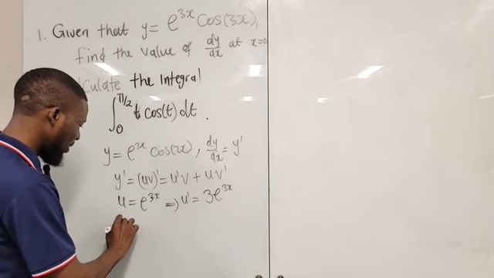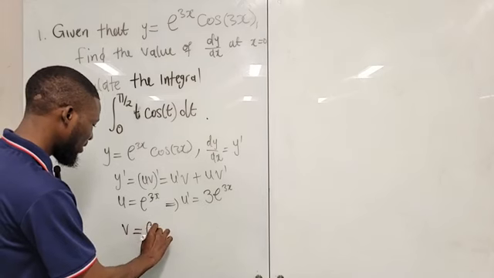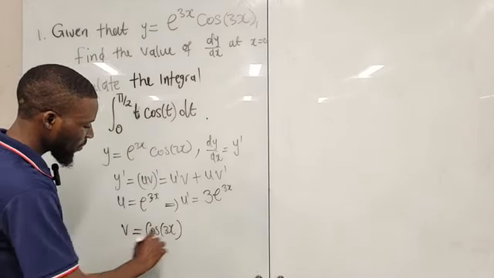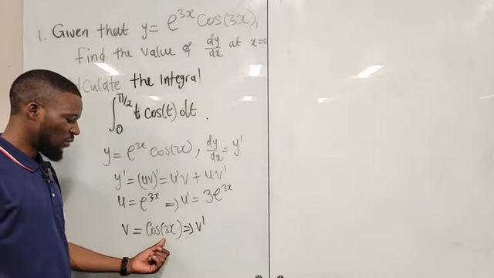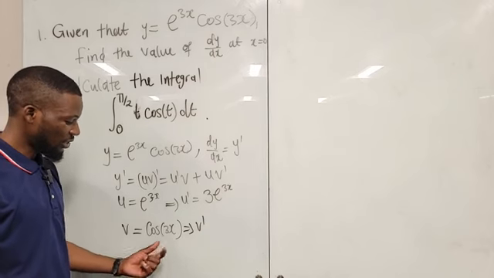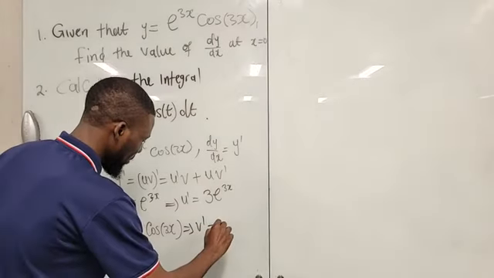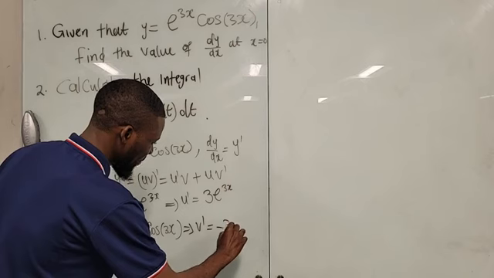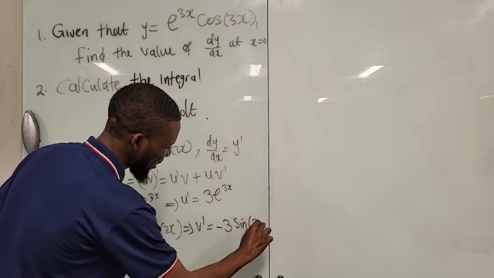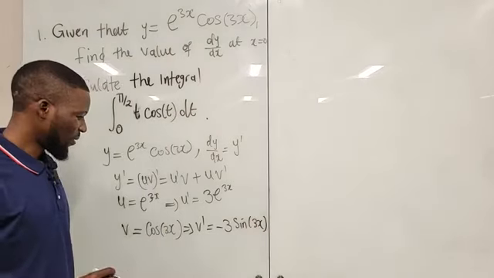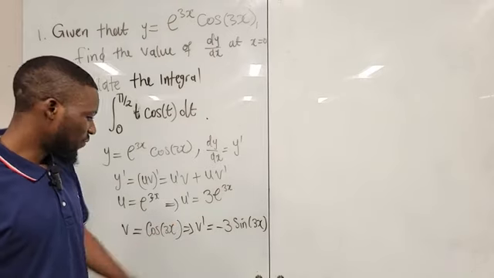So in a similar manner, we can say our v is equal to cos 3x, which implies that v prime, or the derivative of cosine 3x with respect to x, would just be the same as, since this is cosine, negative 3 outside, then sine 3x, in that order. Okay, so we have u, v, u prime, and v prime.